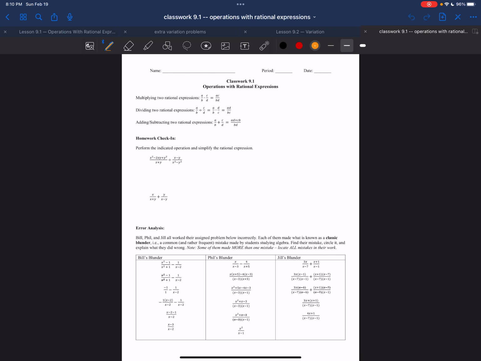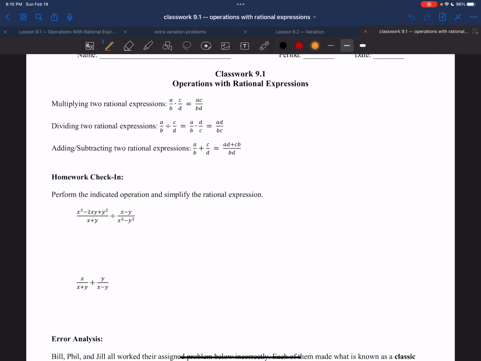All right. Again, this wasn't for a grade, but I'm just going to go through it kind of like what we did in class and just work through it. Okay. So this lesson was on operations with rational expressions. And the operations we're talking about are plus, minus, divide, and multiply. Yeah, the four basic operations.